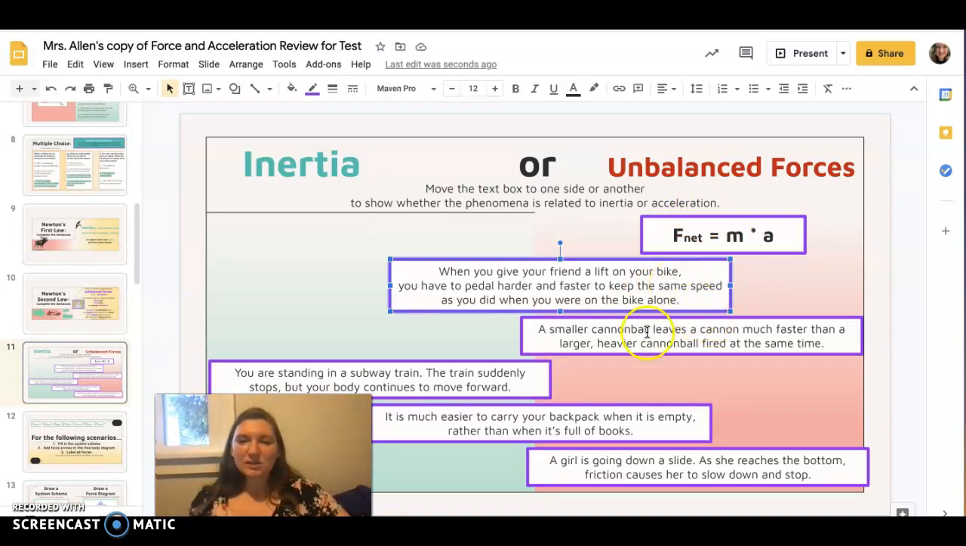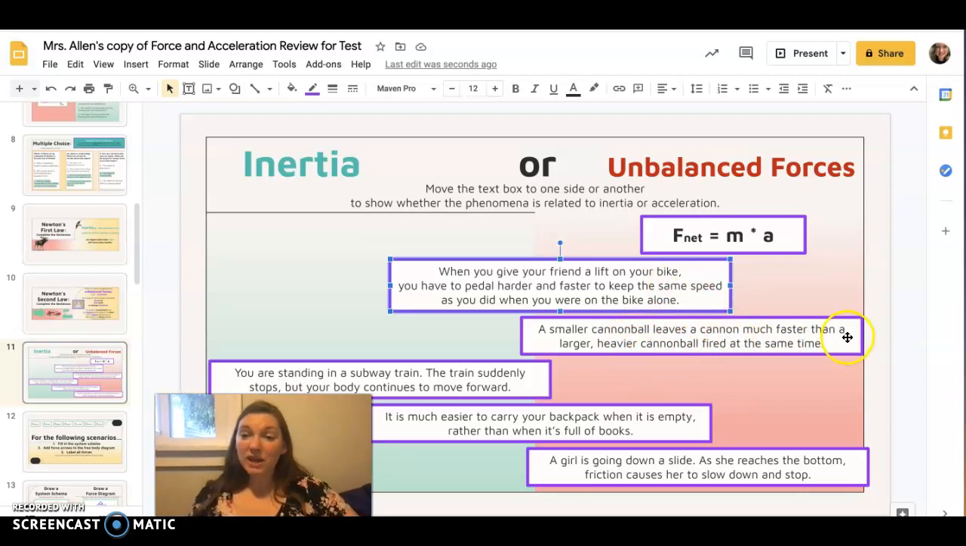Okay, a smaller cannonball leaves a cannon much faster than a larger, heavier cannonball fired at the same time. So this is kind of like pulling out that mass there. So the more massive the cannonball is, the less acceleration it's going to have if it's leaving from that same cannon, right? So mass has an inverse relationship to acceleration, is kind of what that one is saying.